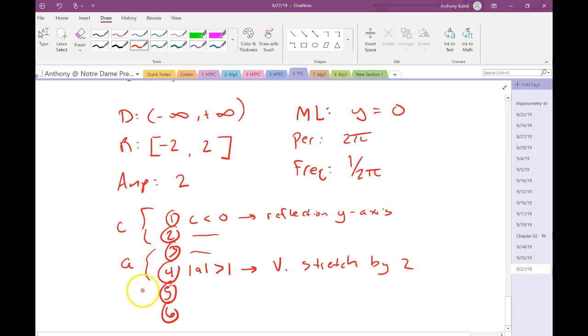Okay. For 5, which letter do we look at? H. Okay. What's the H in our case? Pi. So because H is greater than 0, it means we're going right pi units. And the last one we look at is K. Since K is 0, that doesn't do anything.